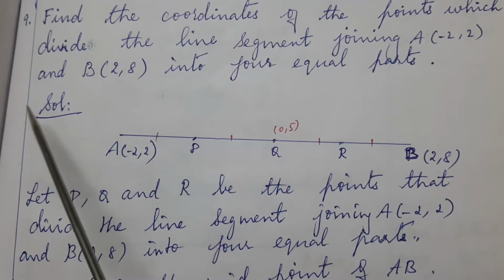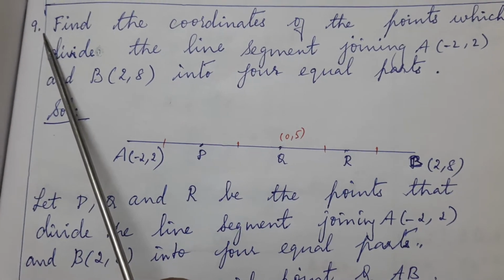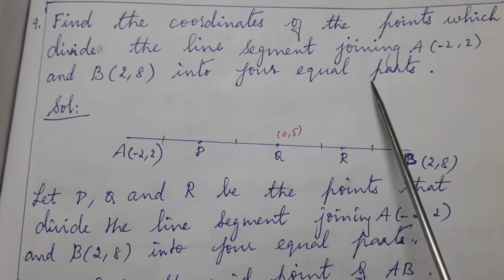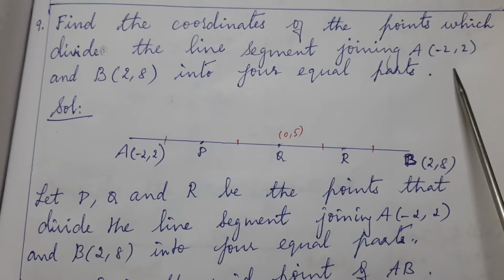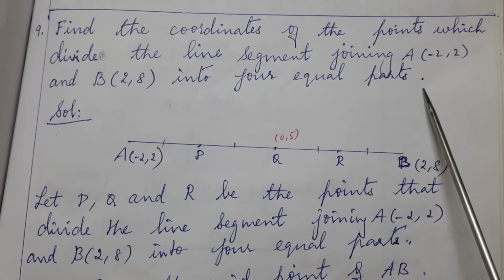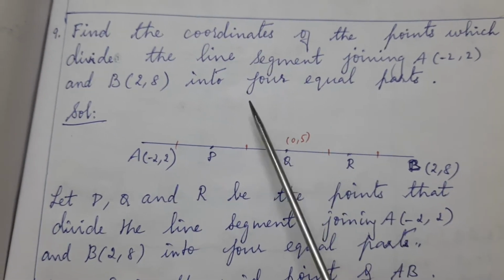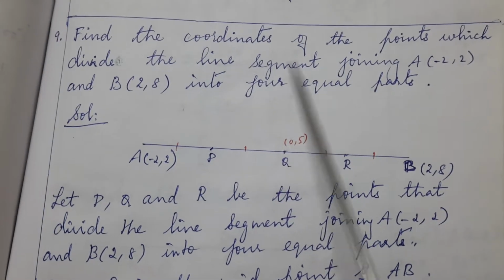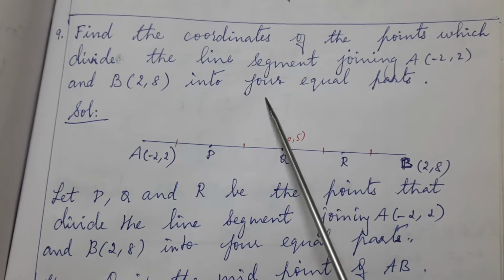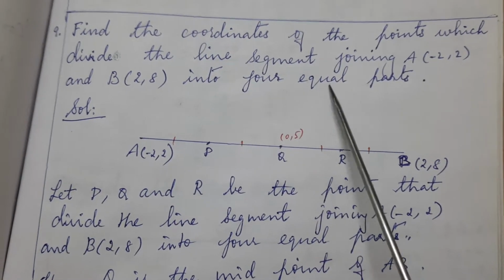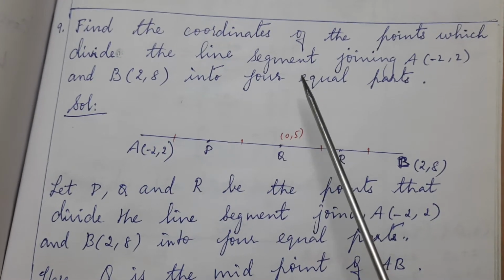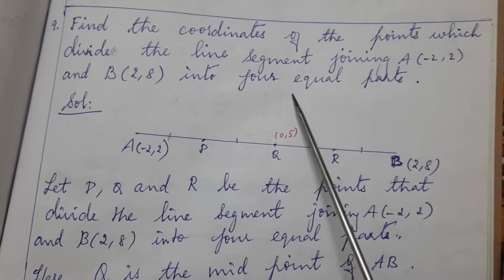The next question is the ninth problem in exercise 7.2. Find the coordinates of the points which divide the line segment joining A of (-2, 2) and B of (2, 8) into 4 equal parts. Four equal parts means, since you want 4 equal parts, we will have 3 points. So AB will be divided with 3 points, so it will become 4 equal parts. And if it is divided into 2 parts, we get only 1 point in between AB.